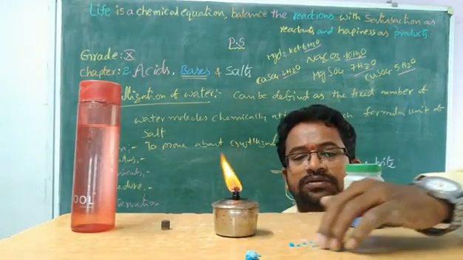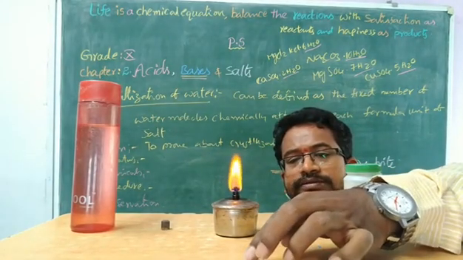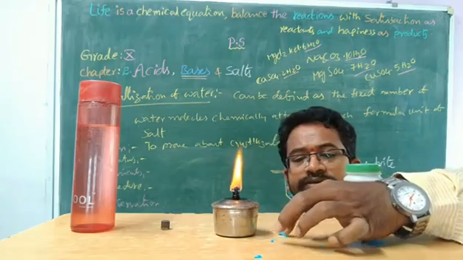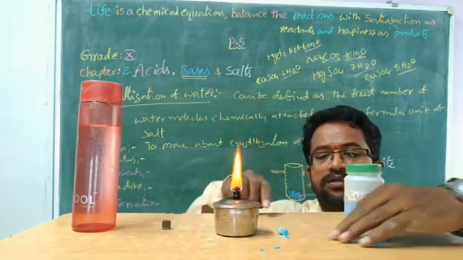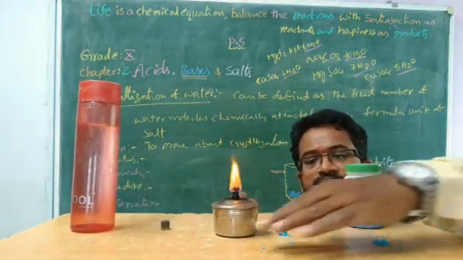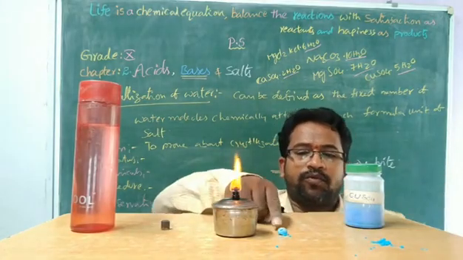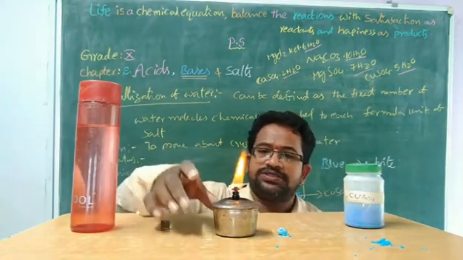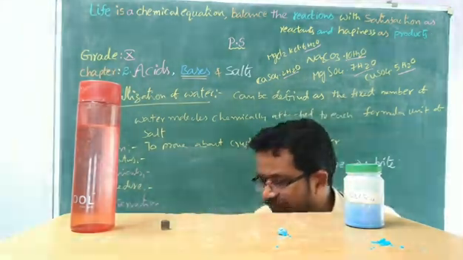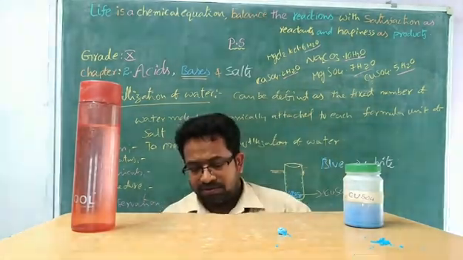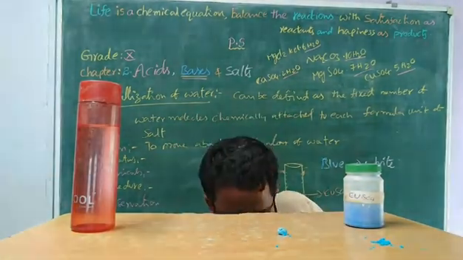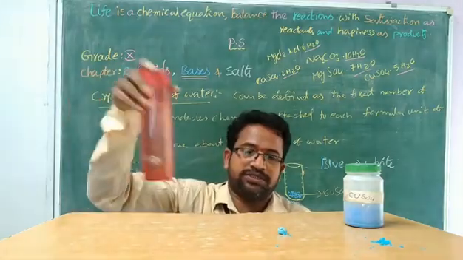See that one. Are you able to see here? White color at the top. The top of this one is about white in color. White color means the blue color has changed into white. Now let us see what happened when you add some water to it.